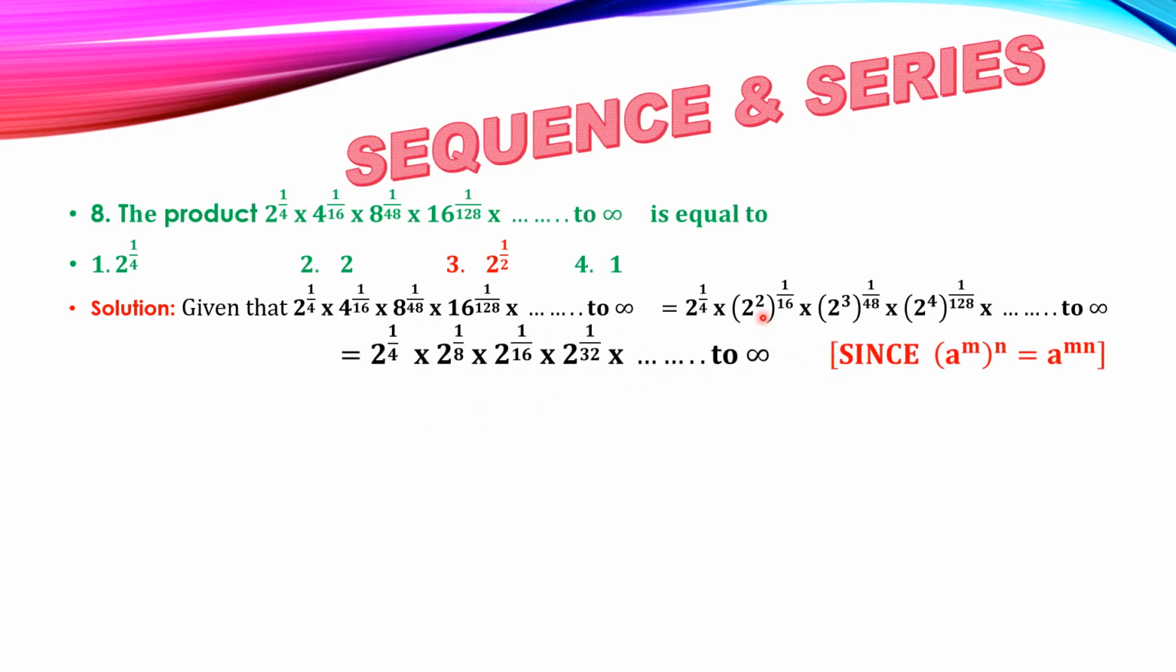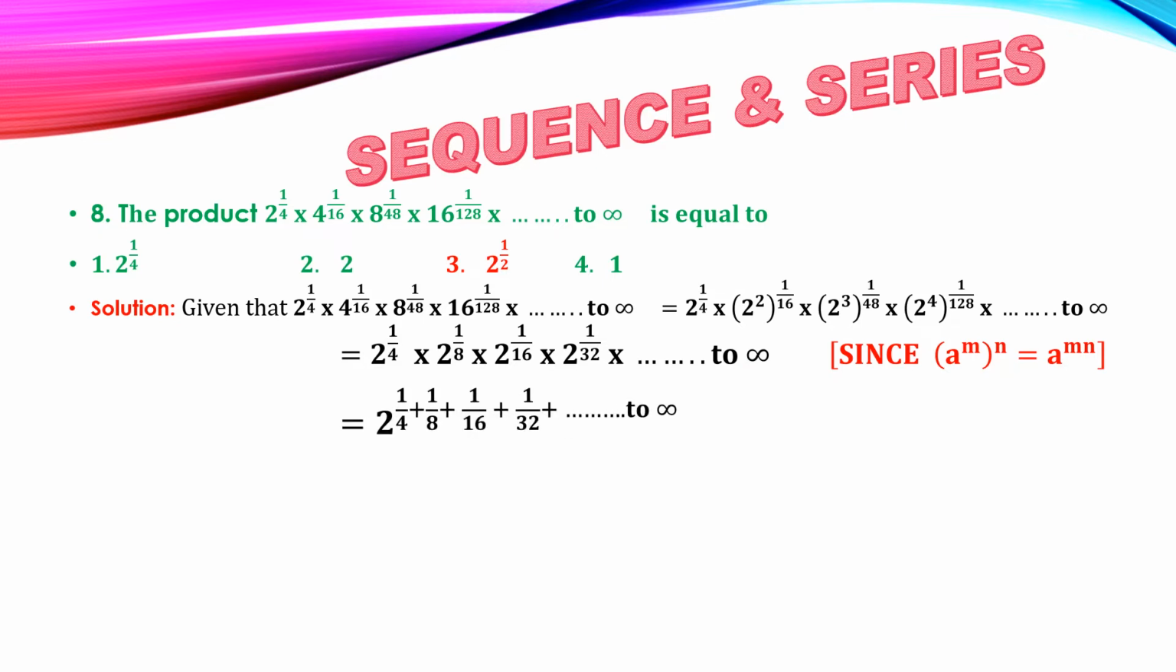And also observe here in the series 2 square power 1 by 16, which is in the form of a power m whole power n, that is a power mn. So simplify this. Now 16 is divided by 2 and 48 is divided by 3 and 128 is divided by 4. Then we get the series is 2 power 1 by 4 into 2 power 1 by 8 into 2 power 1 by 16 into 2 power 1 by 32 into and so on to infinity.